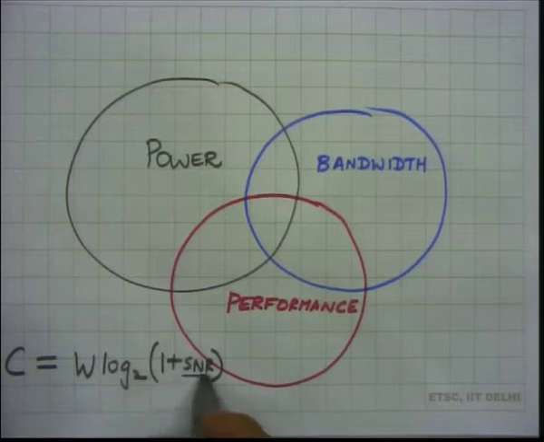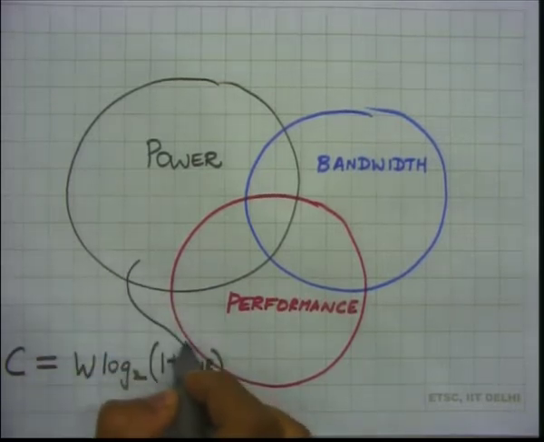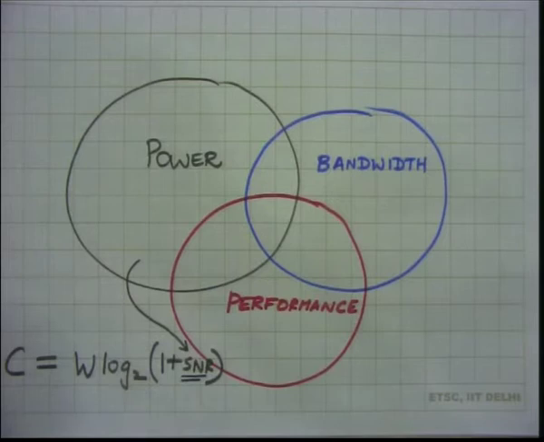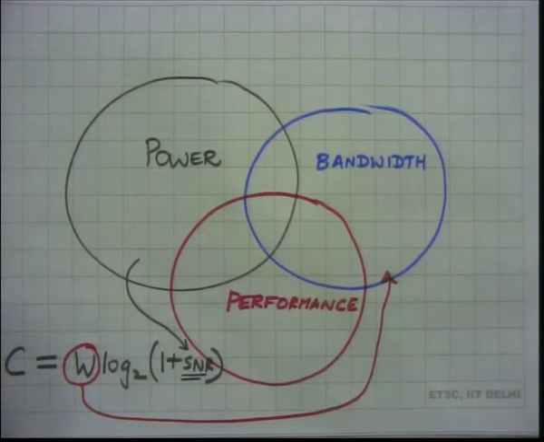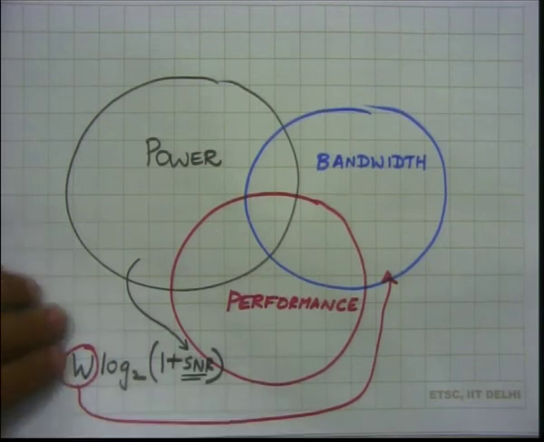So, this SNR part is the power. The W part is the bandwidth, but performance is implicit. There is nowhere we are talking about the performance here, but clearly if we have a large bandwidth, we can use stronger and stronger error control codes and we can achieve a lower and lower residual error rate and hence improve our performance. So, that is how things are built in.